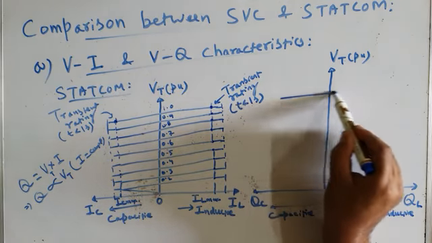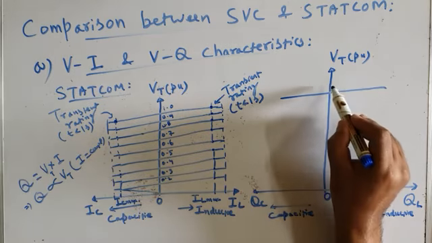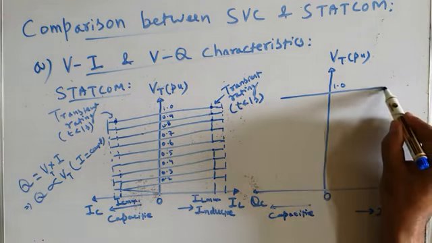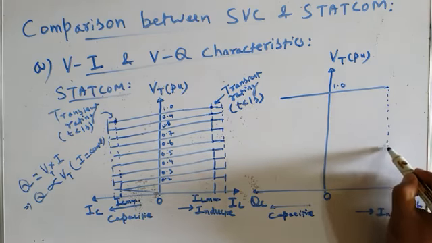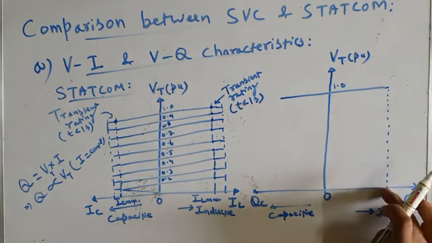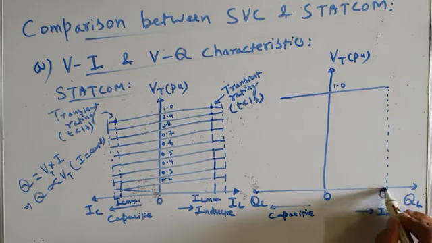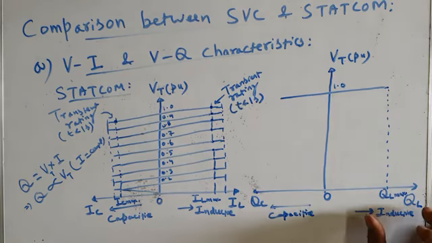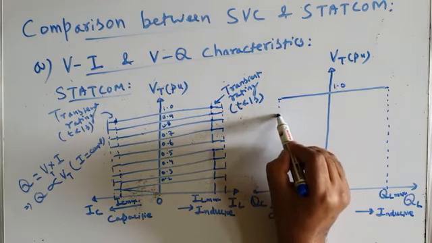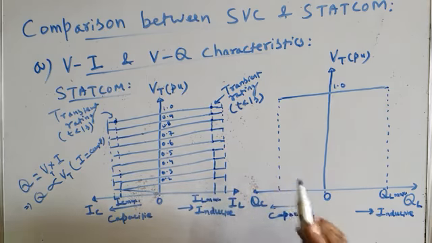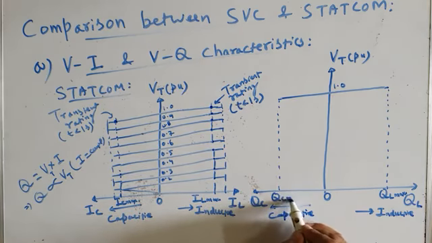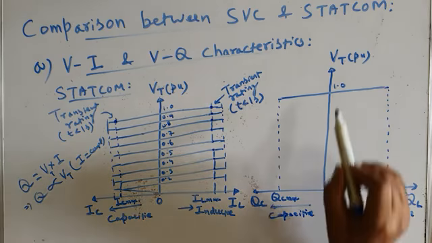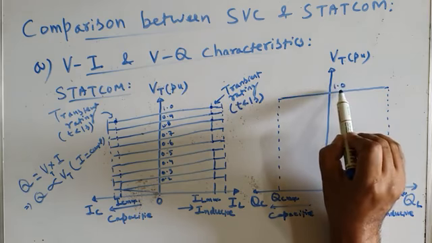So let me again start from here. This is the bus voltage 1 per unit, and let us assume this is the maximum in the inductive mode of operation. This is the maximum inductive reactive power drawn by or absorbed by the STATCOM. And in the capacitive mode of operation, let us assume this is the maximum capacitive reactive power QC max generated by the STATCOM. Okay, and this is at the full rated voltage, 1 per unit.